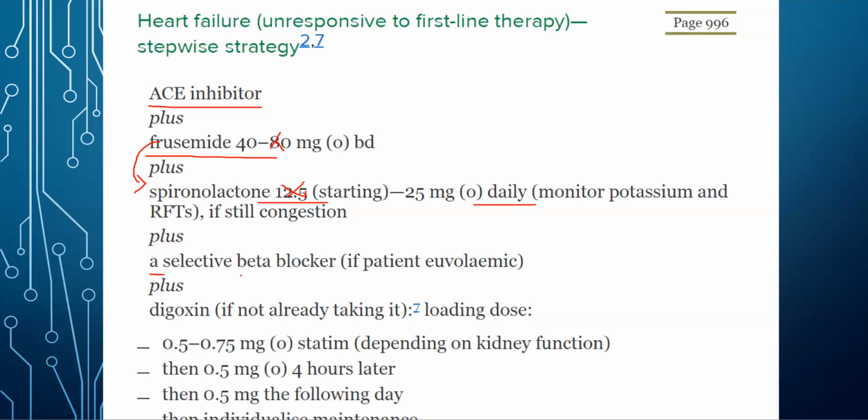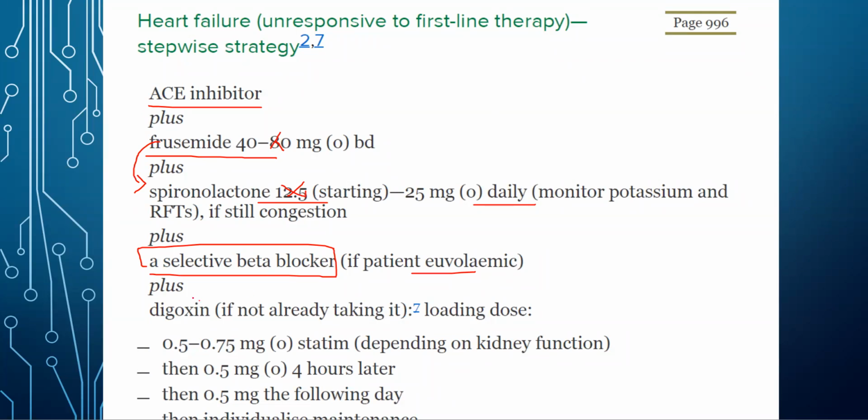If that doesn't help, then you can add a selective beta blocker like atenolol, metoprolol. But we only add beta blocker when the patient is having a stable congestive cardiac failure. Okay, if patient is congested or having a decompensated heart failure, that means the patient is having fluid accumulation, breathlessness, then you will not start beta blocker because it can cause worsening of the heart failure. But when patient becomes a little stable, then you can start the selective beta blocker.